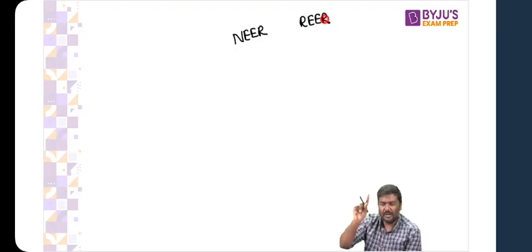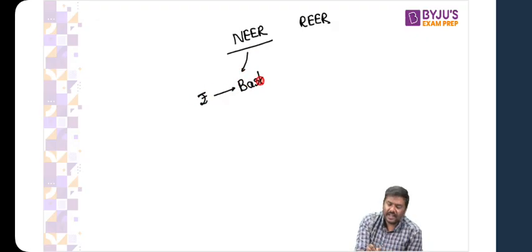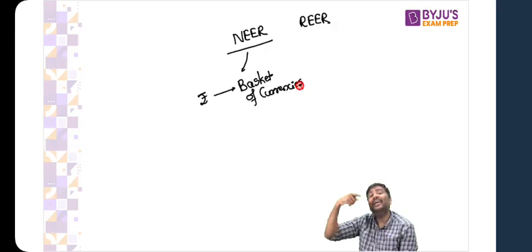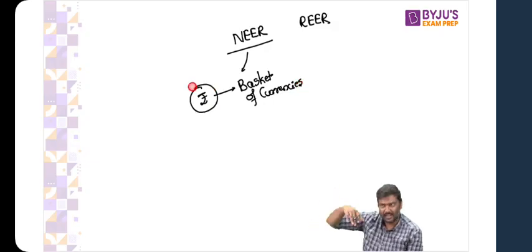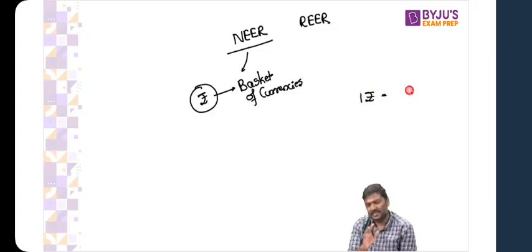Point number 3. NEER basically calculates, it's an index. It calculates what is the value of rupee against a basket of currencies. Simple. It calculates what is happening to the value of rupee against a basket of currencies. And if the NEER index goes up or goes down, it simply means the value of rupee against a basket of currencies is either going up or going down. For example, I hope you remember this. Imagine if 1 rupee is equal to, let's say, $5.